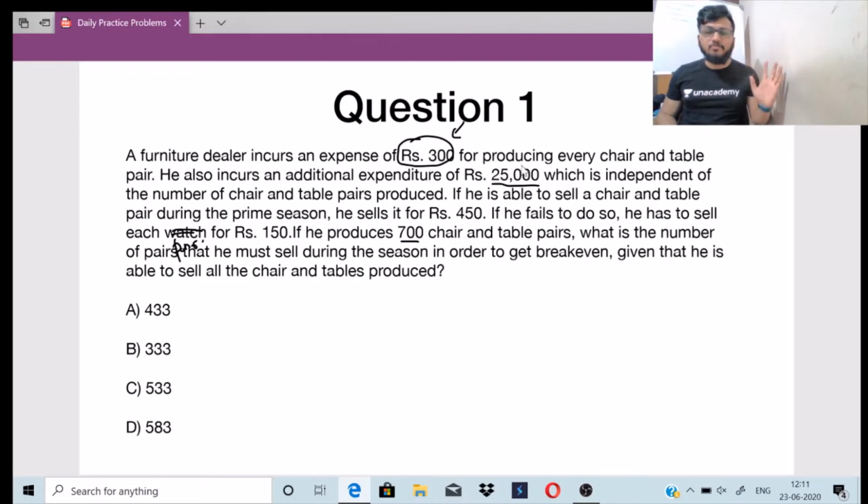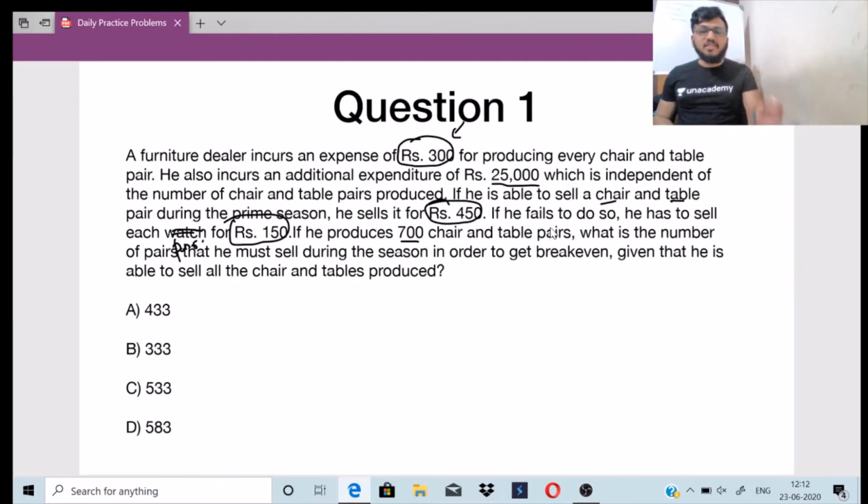25,000, it is independent. Okay, so in a prime season, he is able to sell one chair and table pair for Rs. 450. In the prime season, when the demand is very high, he is able to sell it for a profit of 150 rupees. When the prime season goes off, that is, if he is not able to sell this chair and table pair for 450 rupees, then in the normal discount season, he has to lose 150 rupees, right? With a loss of 150 rupees, he sells it for Rs. 150. He produces a total of 700 chair and table pairs.